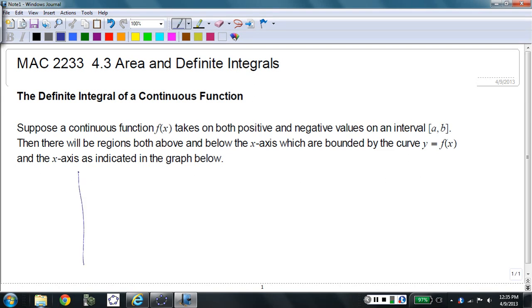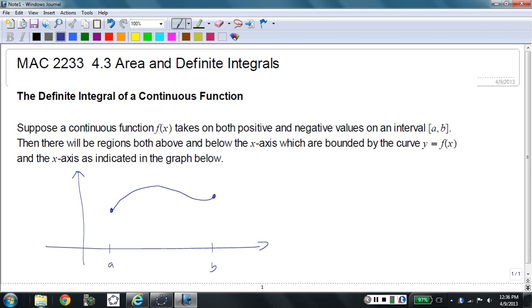Suppose a continuous function f. Here's a, and here's b. And the function there is defined at a, and it's defined at b. And it does something like this. It doesn't have to be a nice smooth curve, but oftentimes we think of these continuous functions as also being smooth. So suppose a continuous function takes on, whoa, well, I've already messed up the picture.